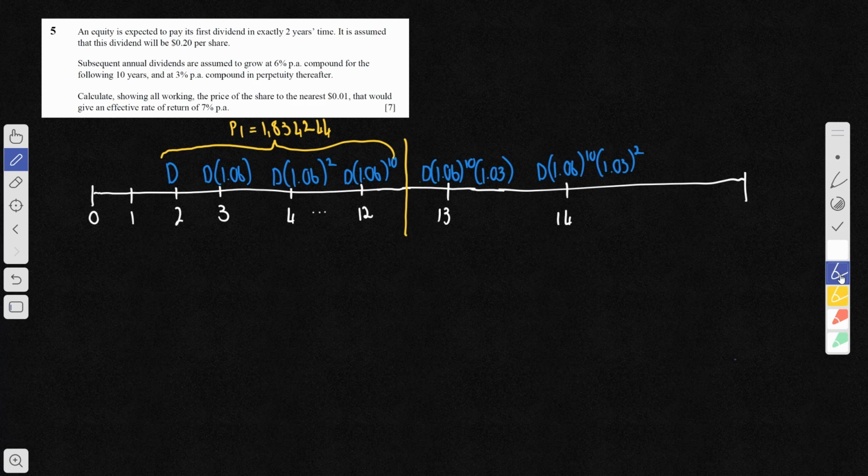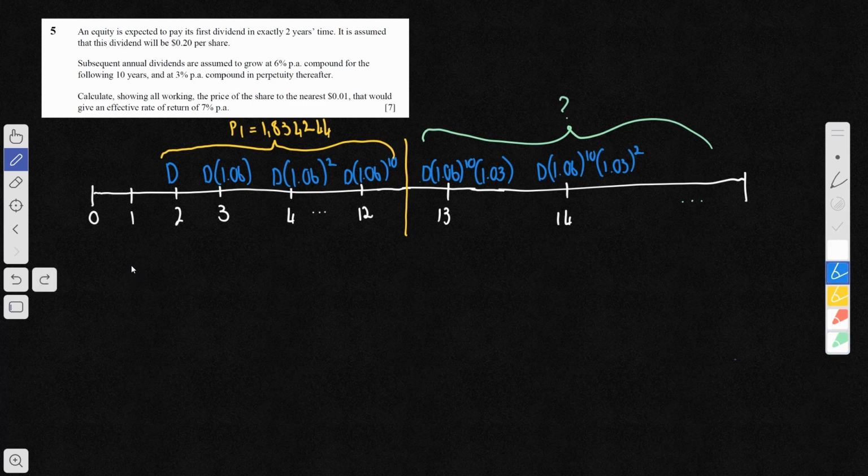So if you remember, we split the dividend cash flow stream into two parts. We've already calculated the present value for dividends from time 2 to time 12. Now we need to deal with the dividends after the split. In other words, the dividends from time 13 onwards. And remember that these dividends continue in perpetuity.